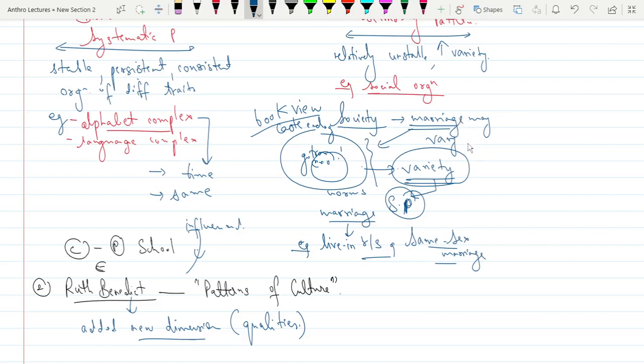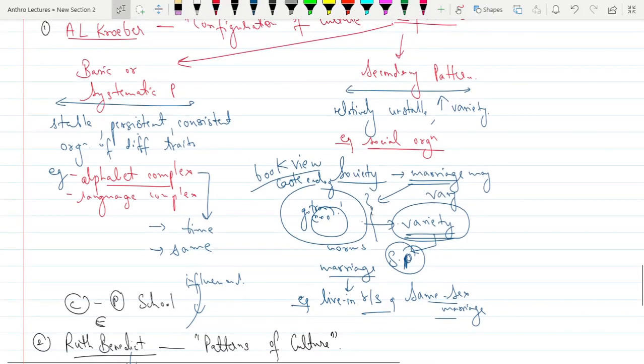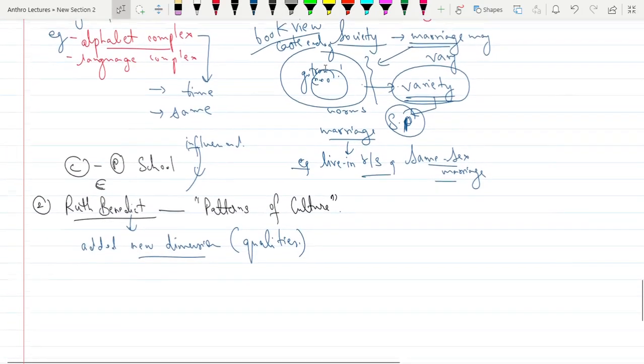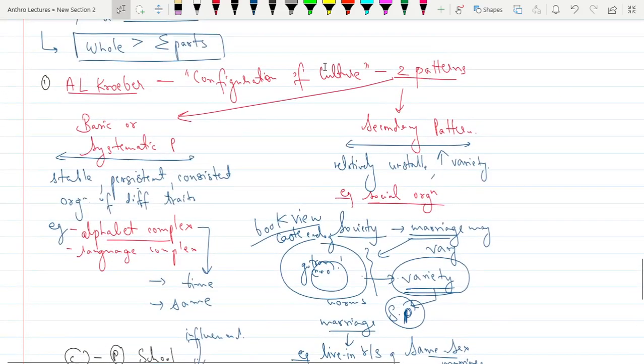Similarly, different types of marriages are emerging. For example, when we talk about live-in relationship, we talk about same-sex relationship. So these all are variations in the institution of marriage in society under the societal organization. So for him, marriage as a part of social organization is a secondary pattern.